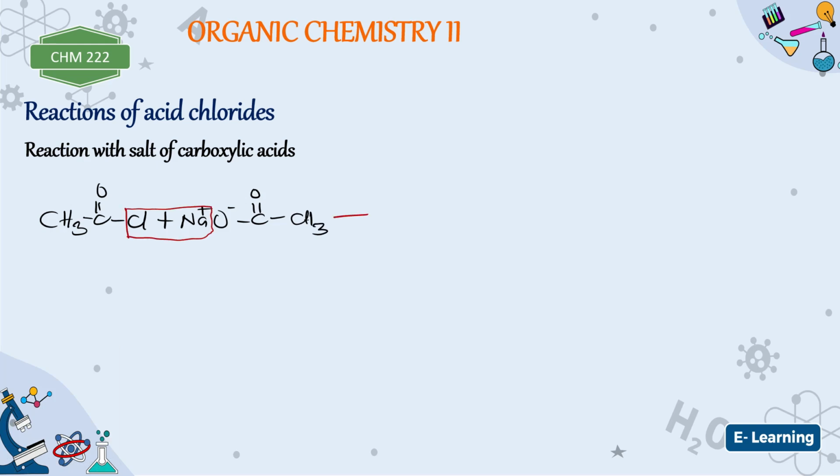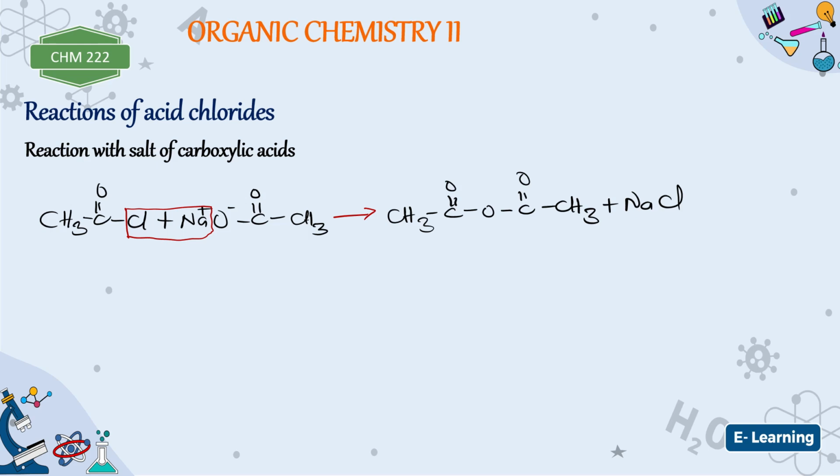Now one thing that you should know in this exam is your ability to know the structures of what they actually ask you to draw. Sometimes they may ask you something, but because you don't know the structure, you will just mess up. So this will be C double bond O CH3 plus sodium chloride. Alright, so that is that.